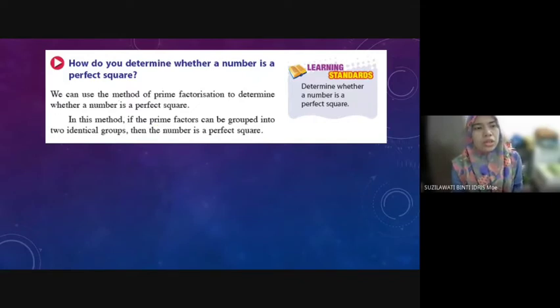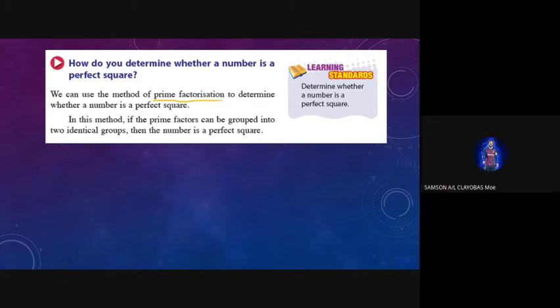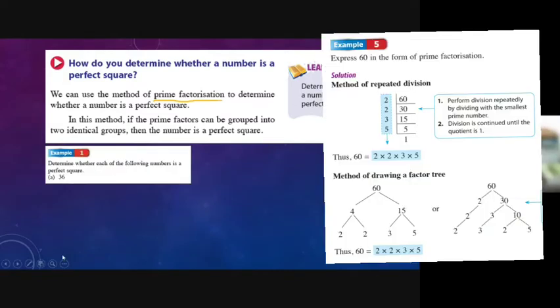We can use the method of prime factorization. Do you remember prime factorization? In chapter 2, you learned prime factorization. There are 3 methods to factorize. Yes, you can use a factor tree to determine whether a number is a perfect square.